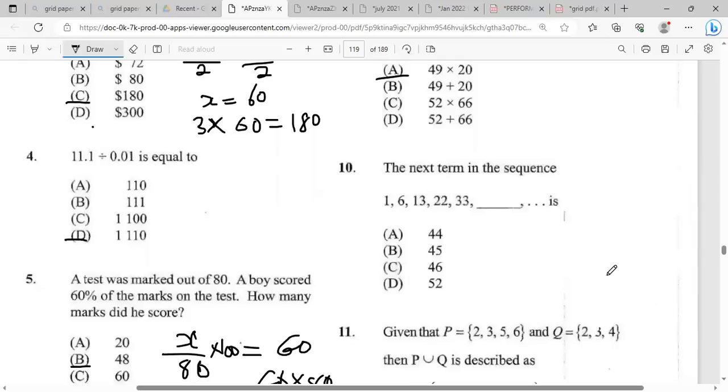The next term in the sequence would be, so here we add 5, we add 7, add 9, add 11. So we add 13 to give us 46. So just have to see the pattern, what is happening.